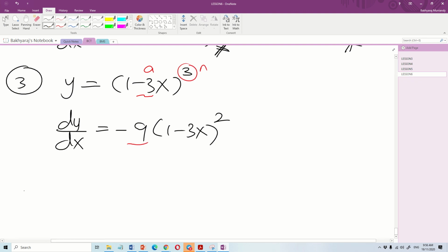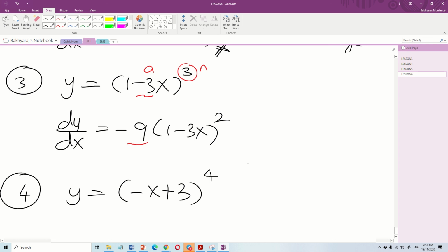Okay, number 4. y equal (negative x plus 3) power of 4. Okay, betul. Negative 4. dy/dx sama dengan negative 4 times (negative x plus 3) power of 3.